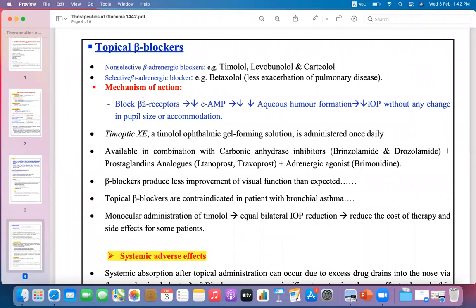Topical beta blockers. Non-selective beta adrenergic blockers: timolol, levobunolol, and carteolol.